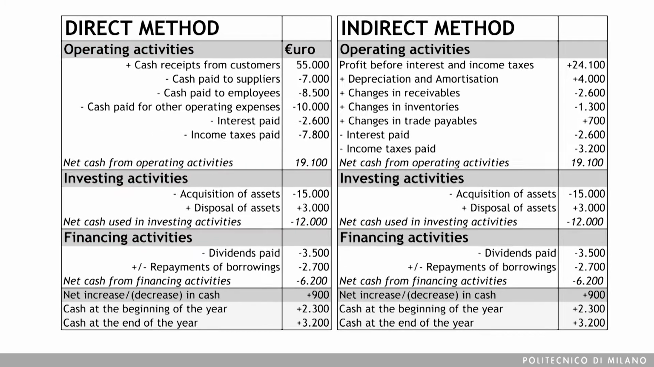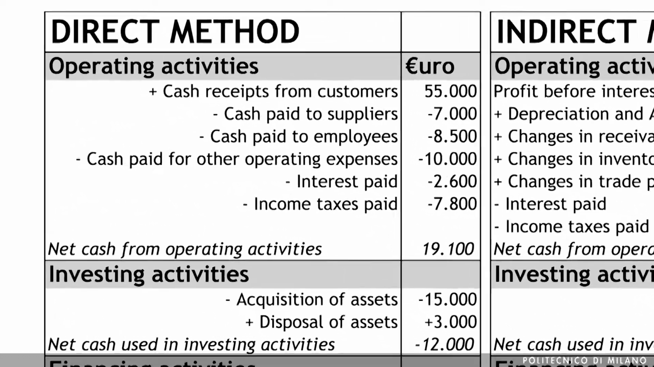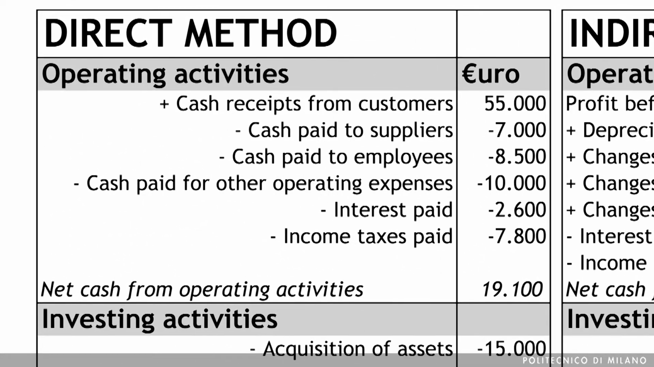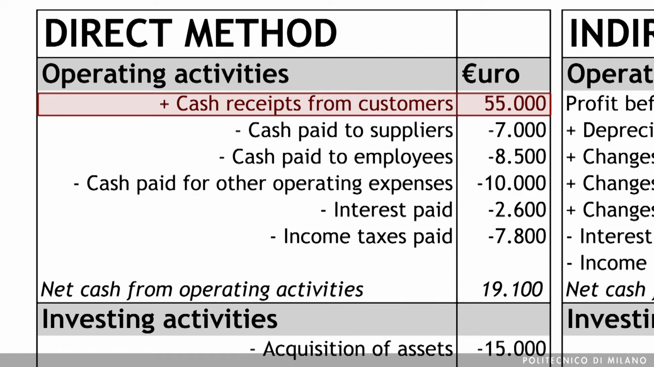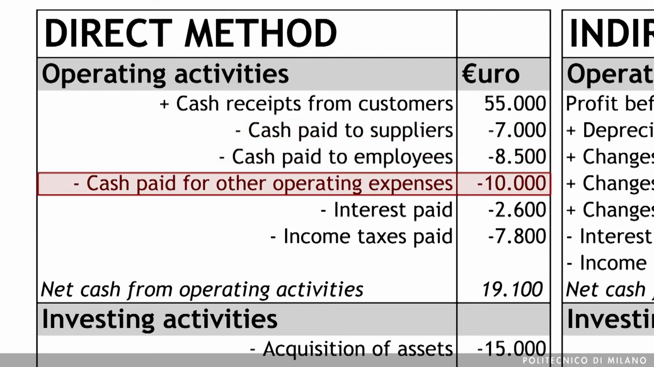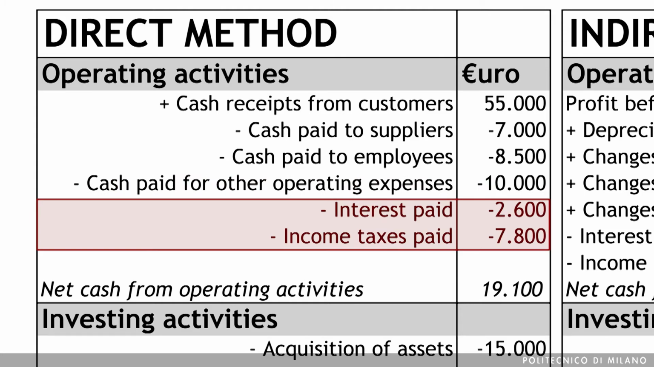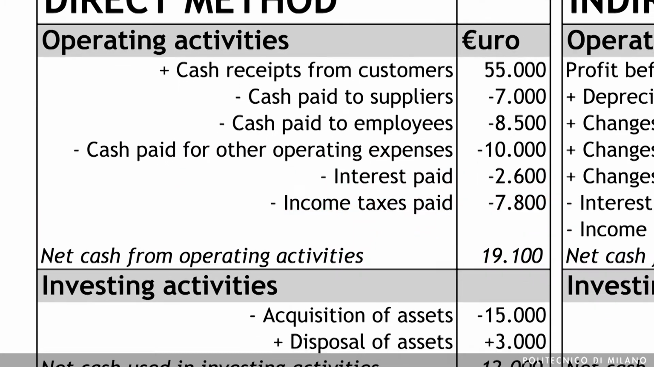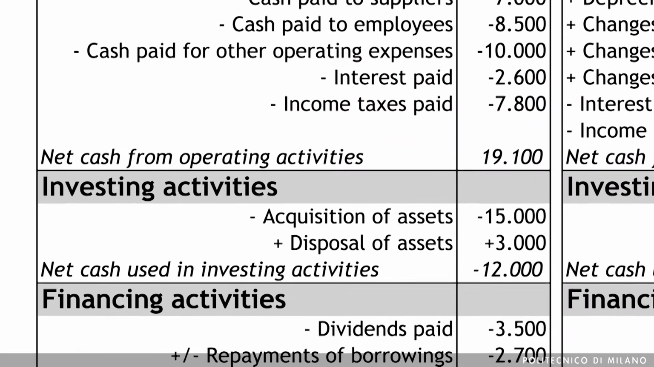So if we start, for example, from the operating activity, we can identify the cash in because of receipts from customers, and then the cash out because of the payment of suppliers, employees, or other operating expenses. And then we need to deduct again the cash outflows because of the payment of interest and the taxes. So these are the changes of the cash that enter the operating cash flow.